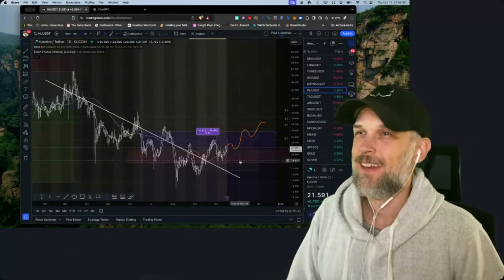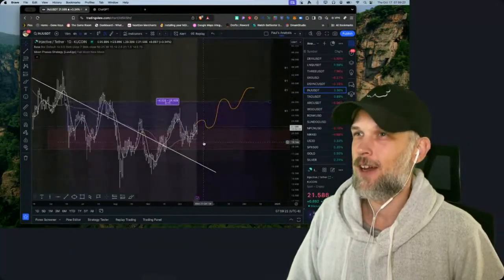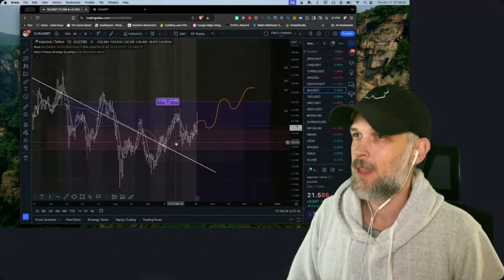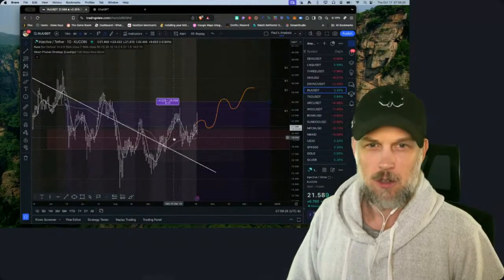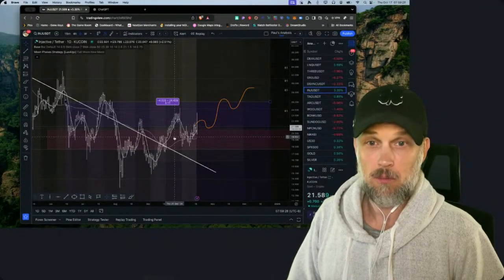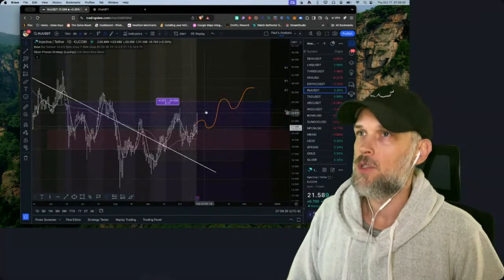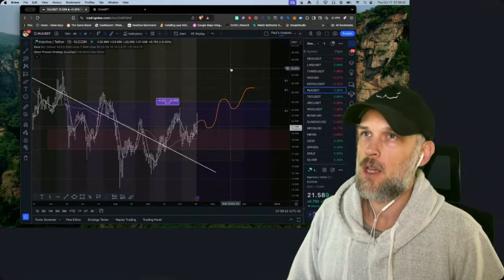Injective token. This one here, yeah, I've got a couple positions on this one. This one is a longer term, going to be moving a lot more slowly, and we'll see these levels get overtaken as time goes on.